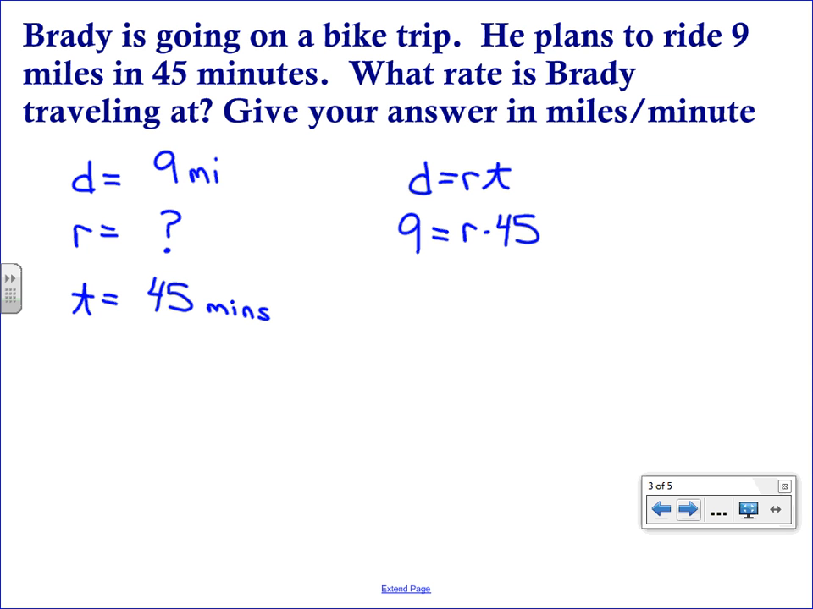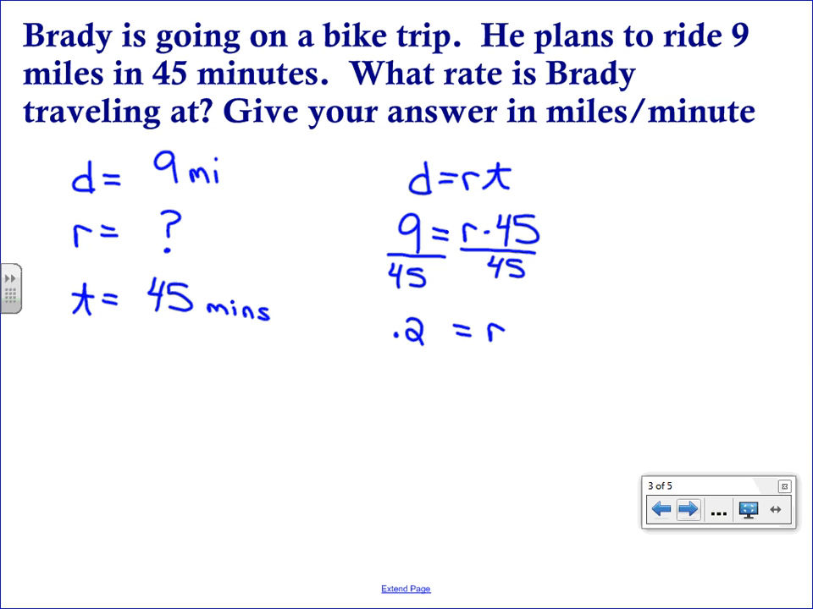So to solve this equation, we want to try and get the R by itself. And you guys may remember that we're just going to do that by dividing both sides by 45. On the left-hand side, 9 divided by 45 gives you 0.2. And on the right-hand side, we're just left with R.